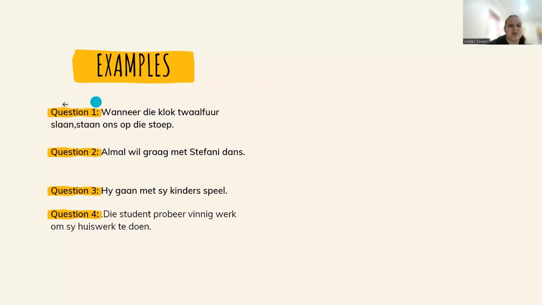So if we look at question 1, wanneer die klok 12 uur slaan, staan ons op die stoep. Wanneer is one of our dawn words, so we're going to change it. Toe die klok 12 uur geslaan het. Remember, toe is our group 3 conjunction, voegwoord, so our verb needs to go to the end of the sentence. That's why it's at the end before that comma. Then, het ons op die stoep gestaan.